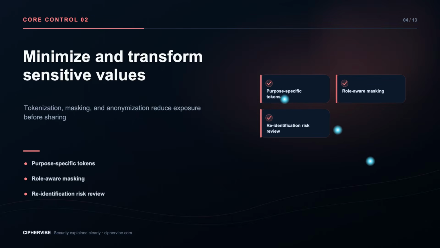The second building block is minimize and transform sensitive values. Use tokenization, masking, anonymization, or synthetic data when downstream systems do not need the original value. Choose the method based on the task, preserve necessary utility, and assess re-identification risk rather than assuming data is safe because obvious identifiers were removed.